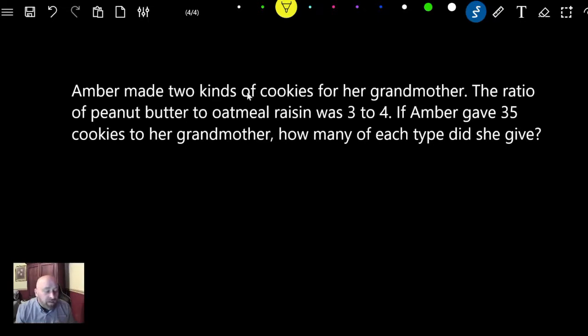But Amber made two kinds of cookies for her grandmother. The ratio, right? That's an important word. What does that mean? Fraction. So we're thinking fraction when we hear the word ratio of peanut butter to oatmeal raisin.